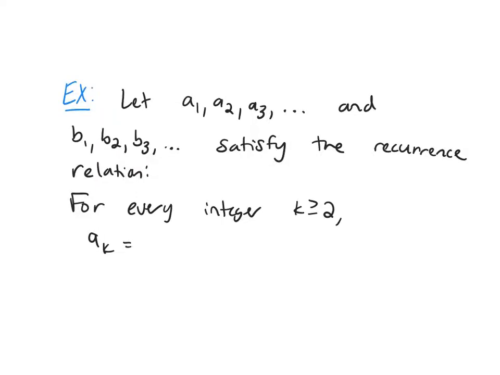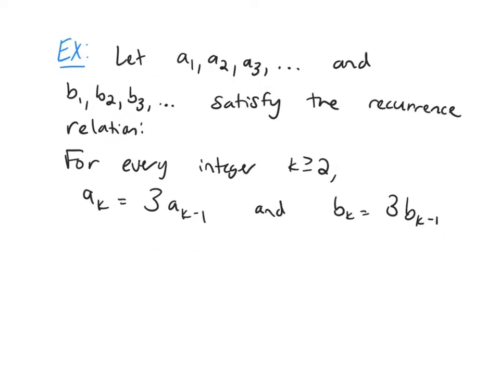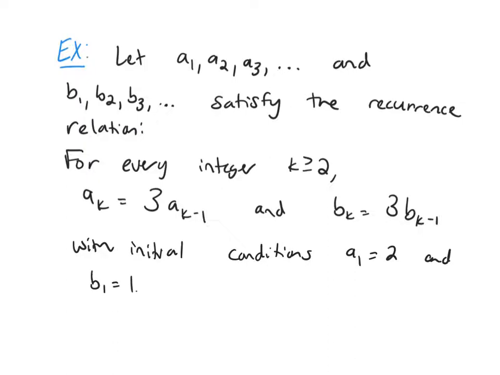AK will be 3 times AK minus 1, and BK will be 3 times BK minus 1. And I need to give you some initial conditions. With initial conditions, A1 is 2 and B1 is 1.